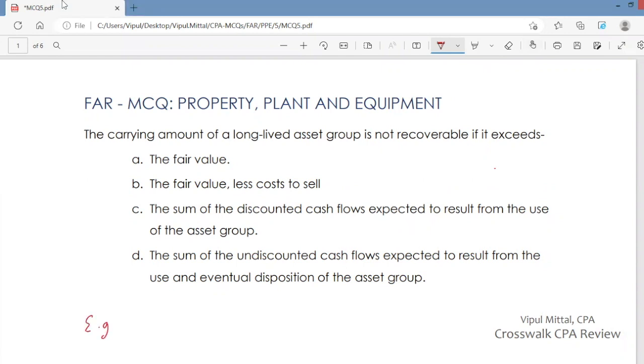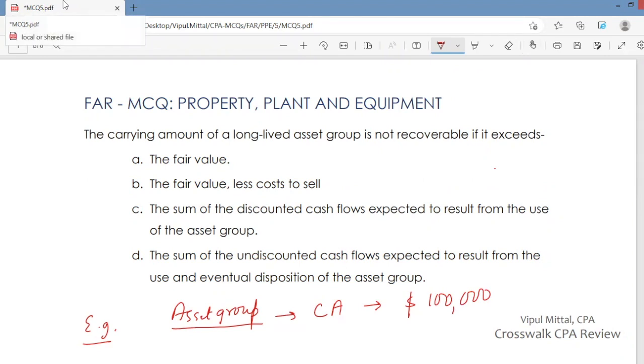For example, carrying amount of an asset group is $100,000. This is the carrying amount of this asset group, $100,000. Question is it recoverable or not? And when do you say that carrying amount of a long-lived asset group is not recoverable? When do you say that this $100,000 is not recoverable?